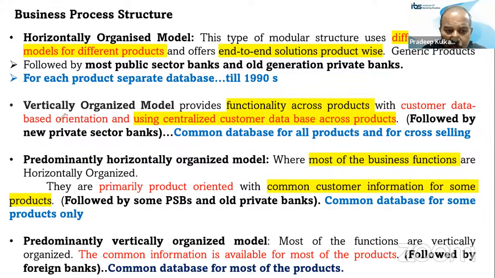Is it clear? So vertically organized is nothing but available data being shared across all the functional departments of the organization, a common database for all products. In the horizontal model, each product has a separate database. Most of the banks adopted this process till 1990. Now even public sector banks are moving to the vertically organized model. Are you clear with this concept? Because once these two are clear, the next two will automatically be clear.